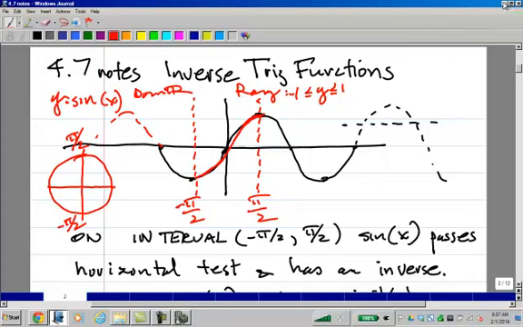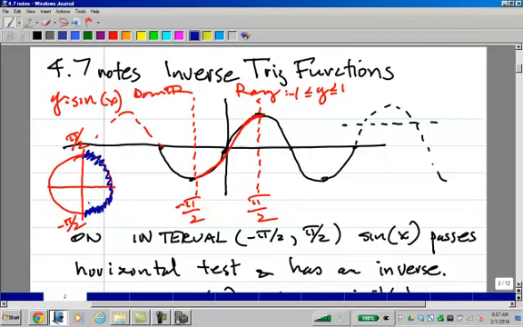Now what that means is the range of the sine function is the domain for the arcsine function, right? So for the arcsine, you're going to be putting in a variety of numbers between 1 and negative 1, and the output will be an angle. But the output is only going to be an angle between negative pi over 2 and pi over 2.